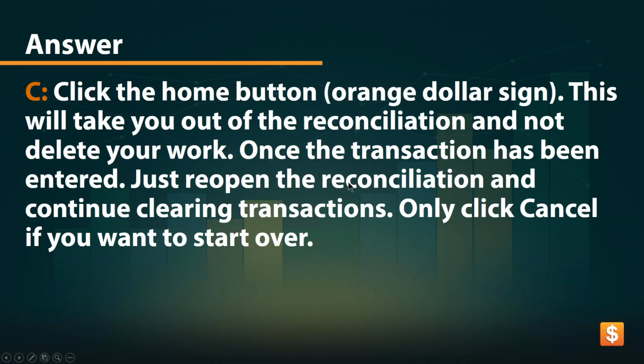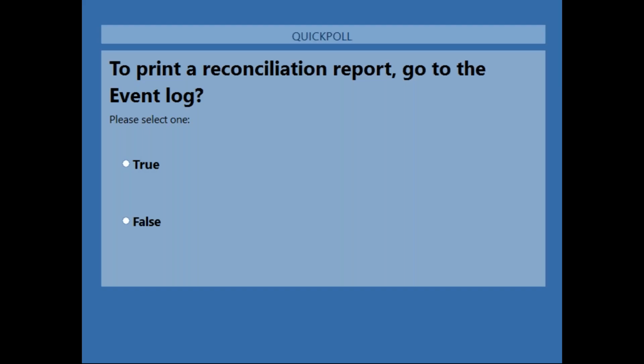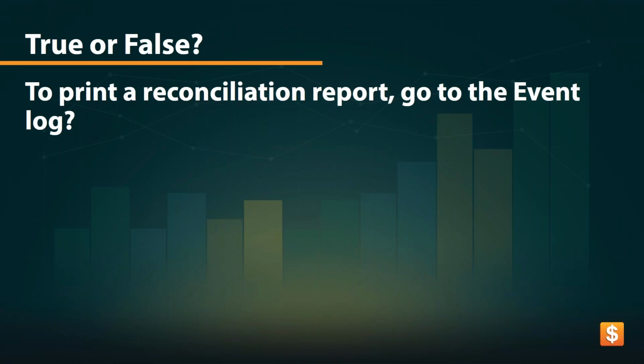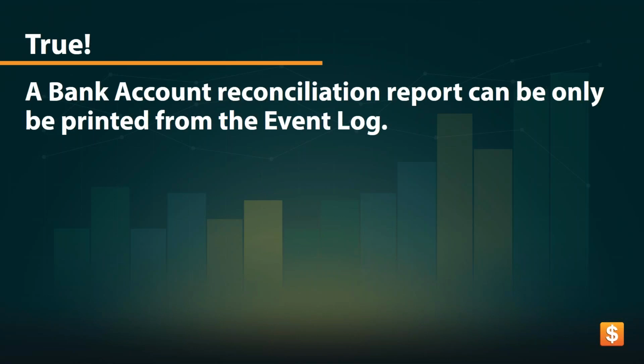Okay, then our fifth and final quiz question is true or false. To print a reconciliation report, go to the event log. True or false? Okay, it looks like everyone has voted. So I will close the poll and share the results. So we had 82% say true and 18% say false. So I'll hide the results and share the answer. And the answer is true. A bank account reconciliation report can only be printed from the event log.